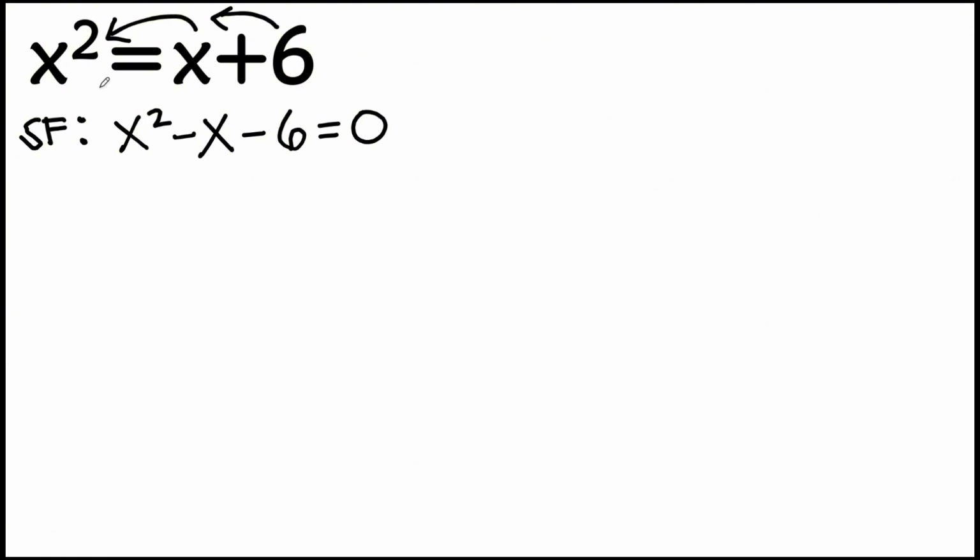Okay? Next. Let us identify the values of A, B, and C. So, your A is positive 1. Your B is negative 1. Right, when nothing is written, it is invisible? So, negative 1.